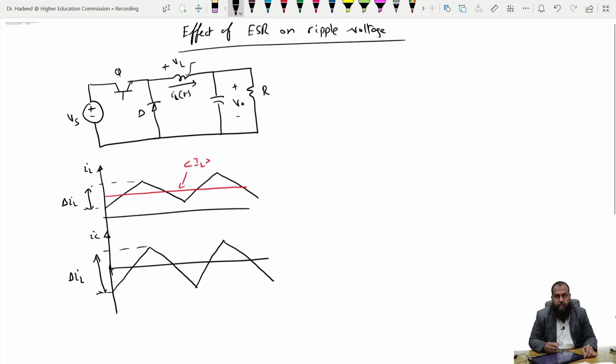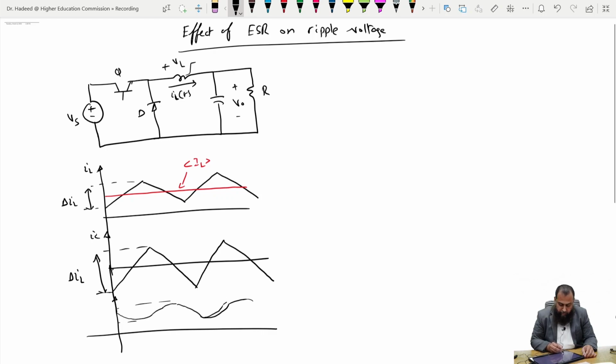Now, based on this, we know that when the capacitor current is negative, the capacitor is losing voltage, and when it is positive, the voltage increases, and hence it will have this type of waveform across itself. So this is the V naught here, and this corresponds to the delta V naught, which is the ripple present in the capacitor voltage.